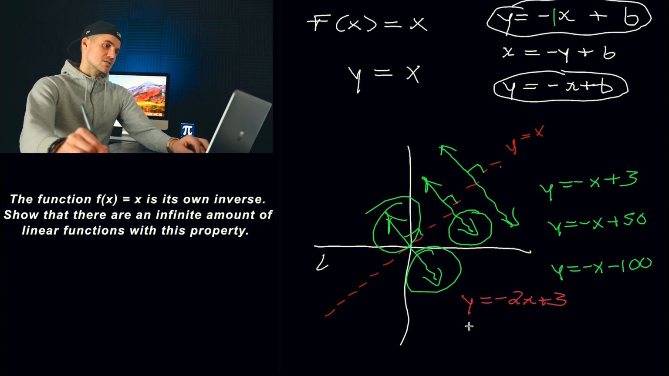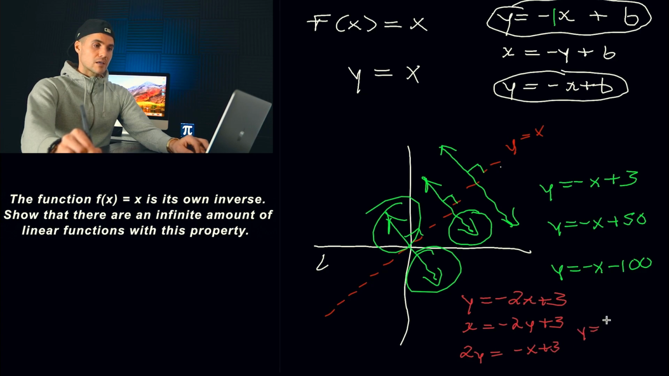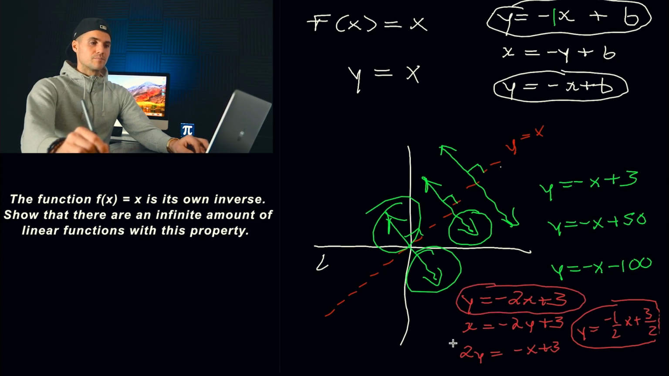So if we were to switch this up, if we had x equals negative 2y, and we were to actually find the inverse of this, what would happen? We'd have 2y equals negative x plus 3, divide everything by 2. We'd have y equals negative 1 over 2 x plus 3 over 2. And notice that this inverse line is totally different than the original one, right? Versus if we follow the process here, switch the x and y values, isolate for that new y, you'd see that the inverse is the same as the original function.